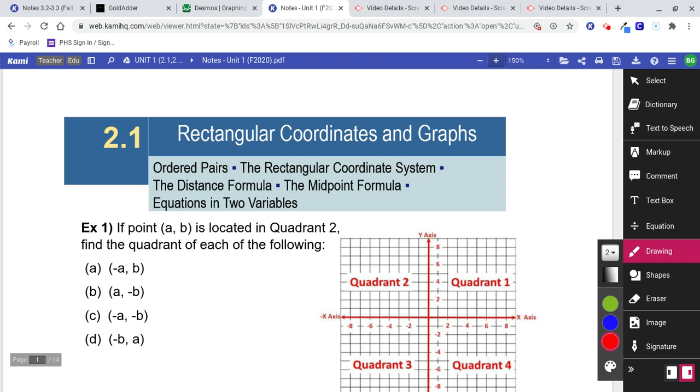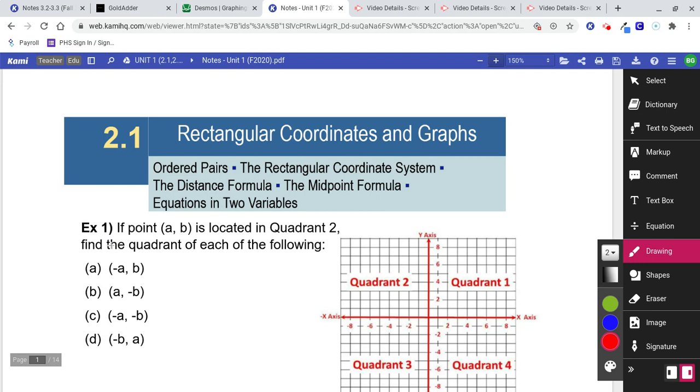2.1, rectangular coordinates and graphs. Example 1 says if point (A, B) is located in quadrant 2, find the quadrant of each of the following. All right, now this question is deceptively tricky. It looks like it's going to be super easy, but it's actually kind of tough because people read it wrong.